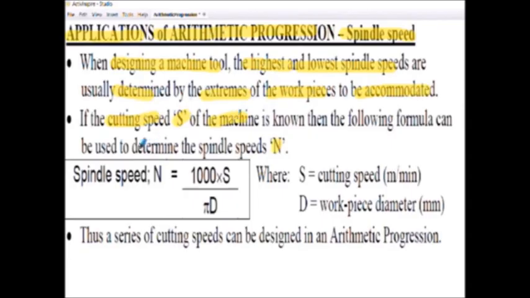And that formula is spindle speed N is equal to 1000 times S, the cutting speed, all divided by pi times the diameter of the workpiece. And that's a standard formula. So we can develop a series, an arithmetic progression, based on this formula for cutting speeds.